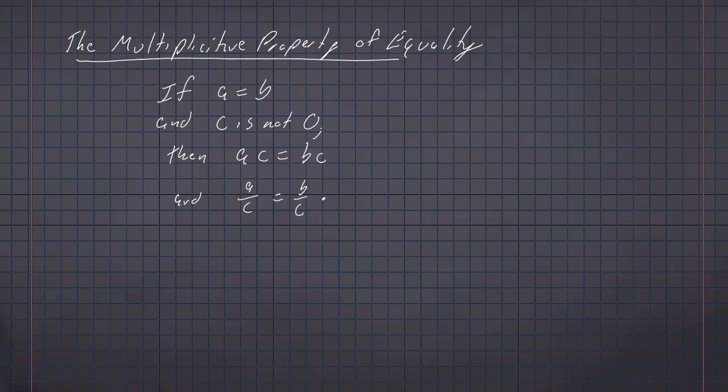I want to point out that the C is not 0. In the last part, dividing by 0 is undefined, so that's why it's important to have C not 0 there. In the rule above, though, A times 0 and B times 0 will leave you with 0 equals 0, which is certainly true, just not helpful. Multiplying both sides of an equation by 0 destroys all of the information in the equation.